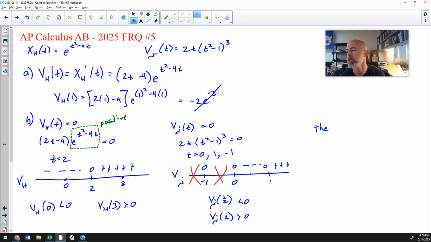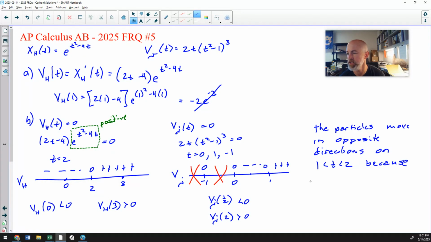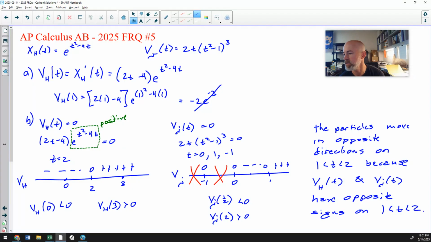The particles move in opposite directions on the interval 1 less than t less than 2 because their velocities, the velocity of h and the velocity of j, have opposite signs on that interval 1 less than t less than 2, and I believe that's sufficient. I've used up a lot of space already on this one.